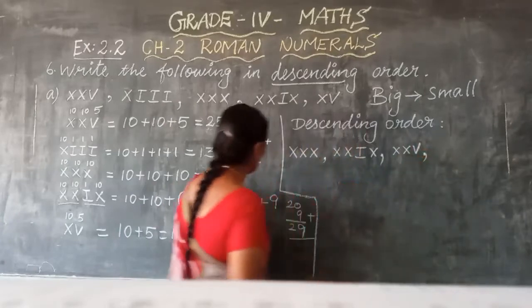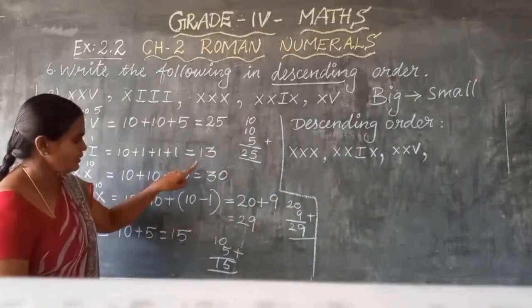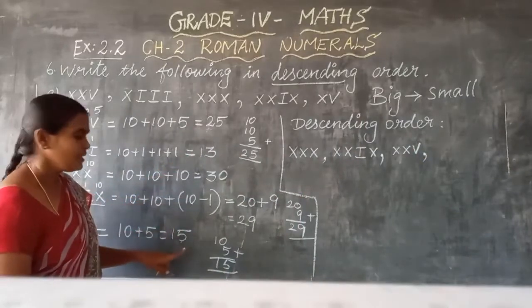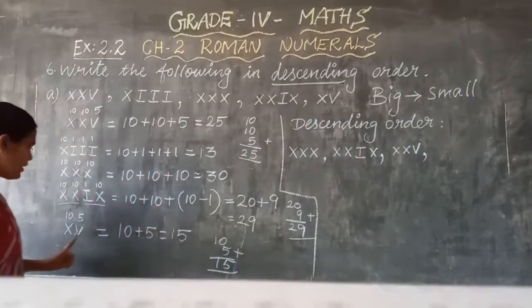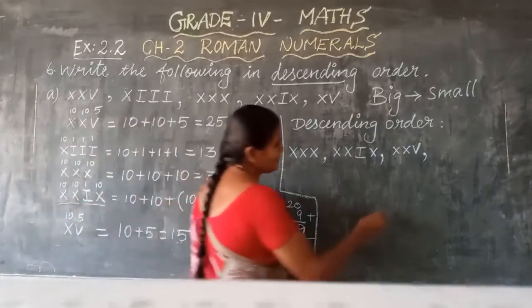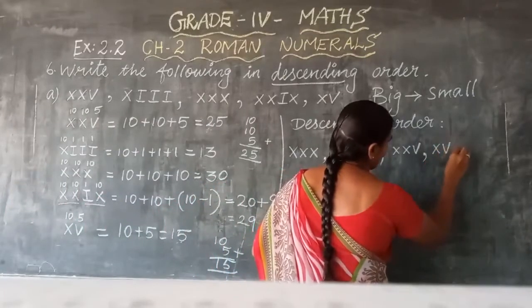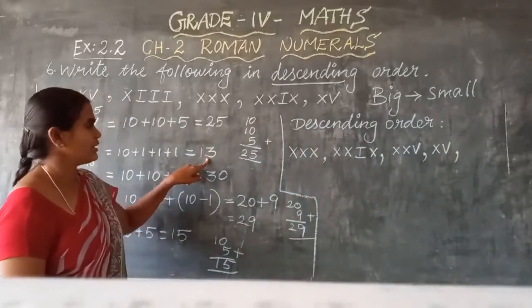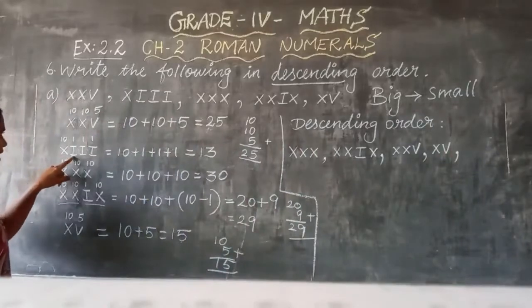Next 13, 15. Here which one is the big number? 15. What is the Roman number for 15? XV. So write here XV. Last number 13. Small number is 13. So what is that? XIII.